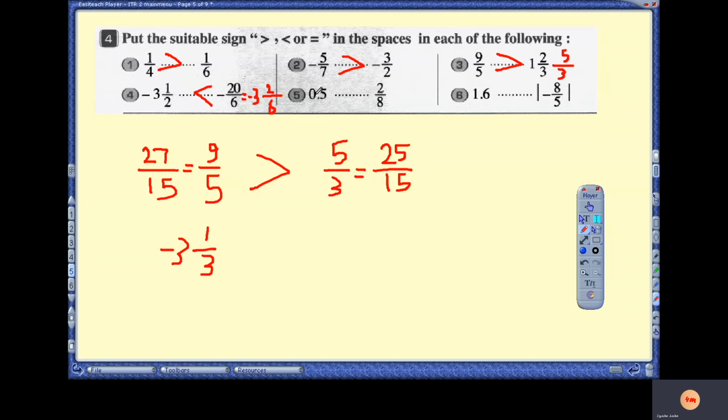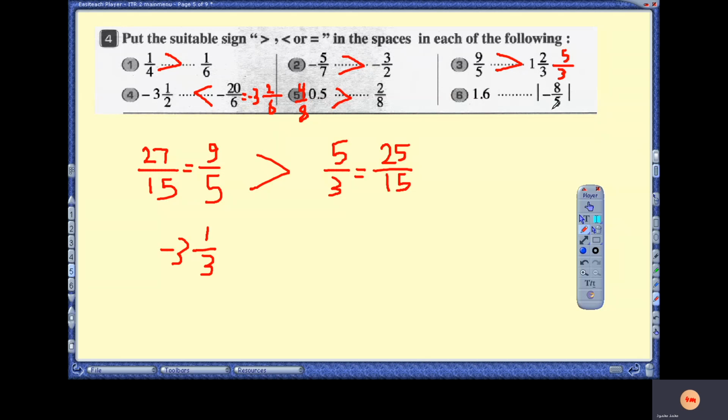Negative 0.5, here 2 over 8. 0.5 equals a half, or 4 over 8. So it's greater.